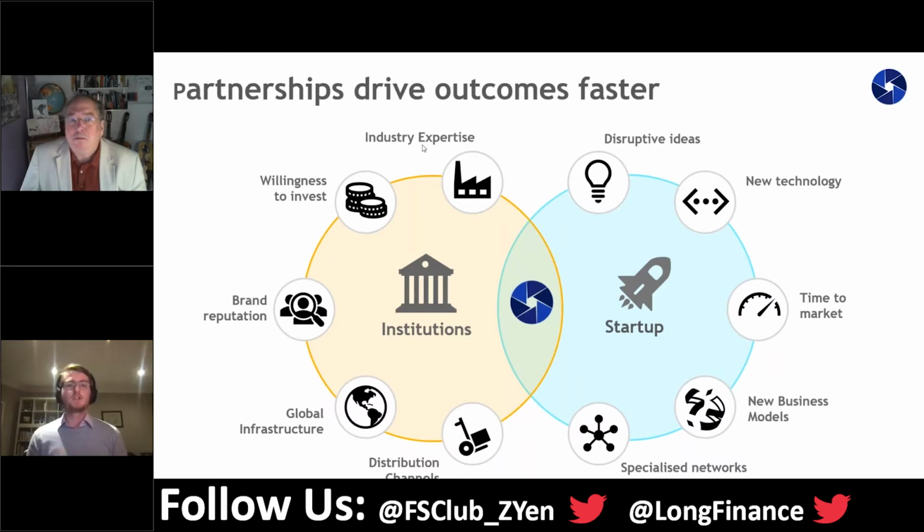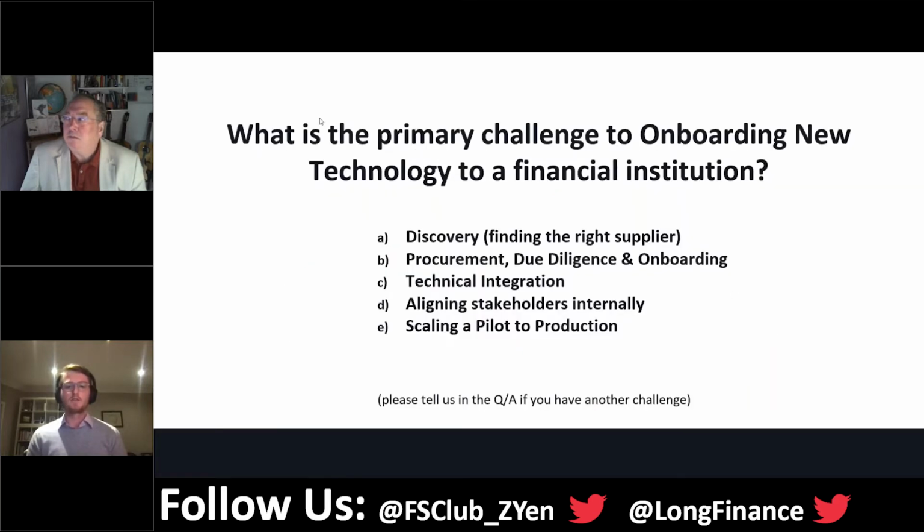But there's a whole bunch of friction to these partnerships actually happening, and this goes for not just financial institutions. This is every service industry around the world, whether it's manufacturing, healthcare, telco. Startup partnerships are really challenging.